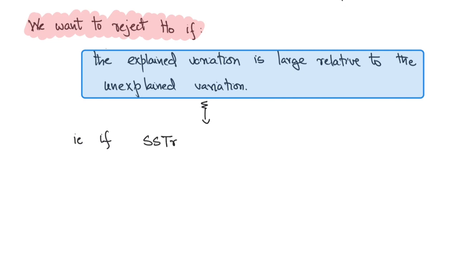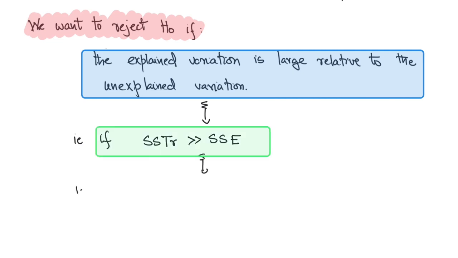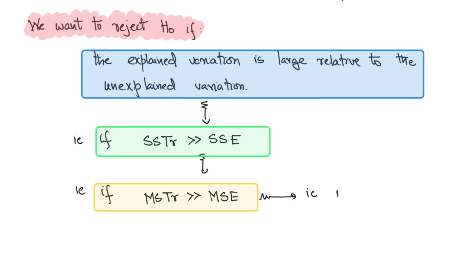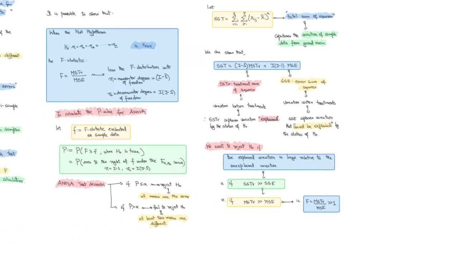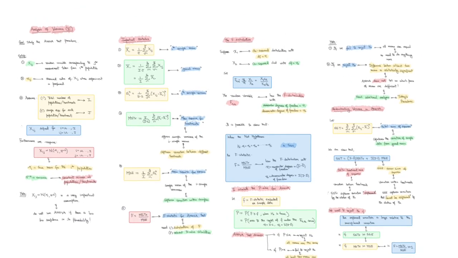That is to say that the explained variation needs to be large relative to the unexplained variation. That is to say that if the treatment sum of squares is much larger than the error sum of squares, or equivalently, if the mean squares for treatments is much larger than the mean squares for errors, or equivalently, if the F statistic, that is the quotient of the mean square for treatments divided by the mean square for errors, is much larger than 1, we would have that the explained variation is large relative to the unexplained variation. And as a result, we would be more inclined to reject the null hypothesis.